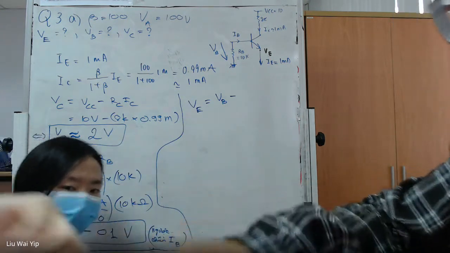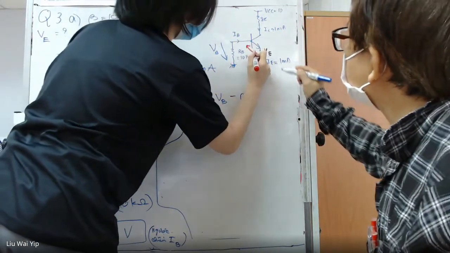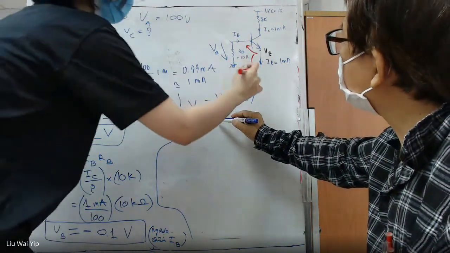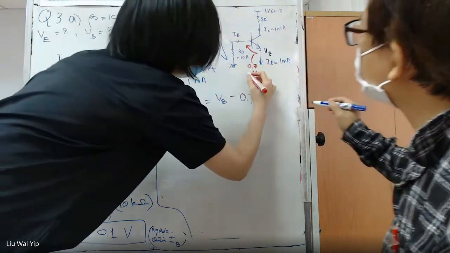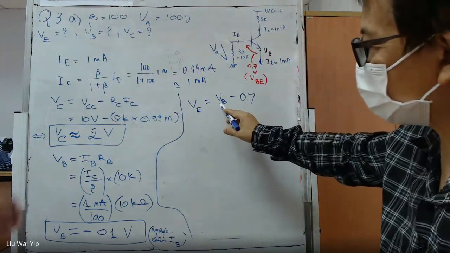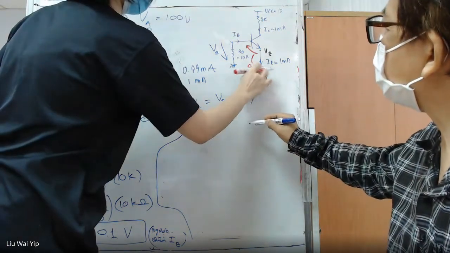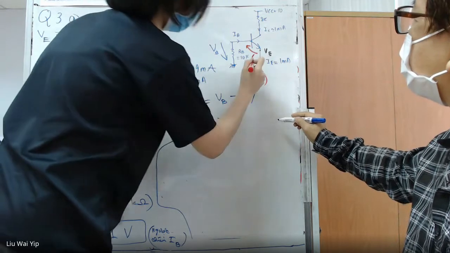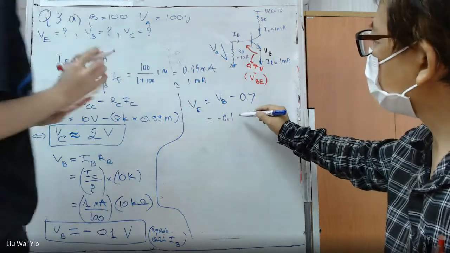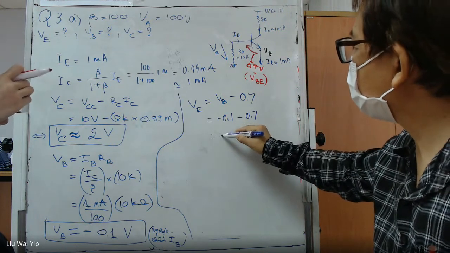0.7. Write it down. 0.7. Correct. Now, it's just VBE, right? VBE. Okay, continue. VB is minus 0.1. So minus 0.3 volt.